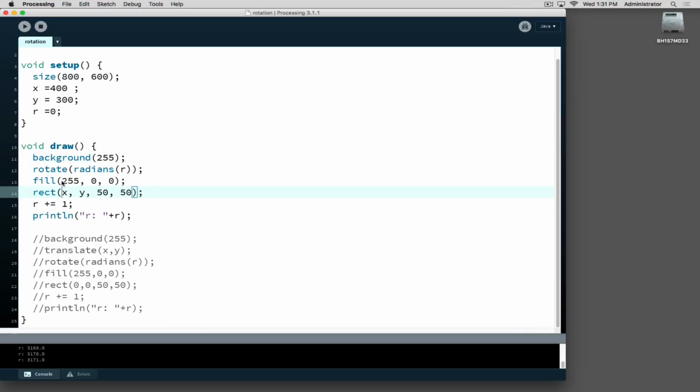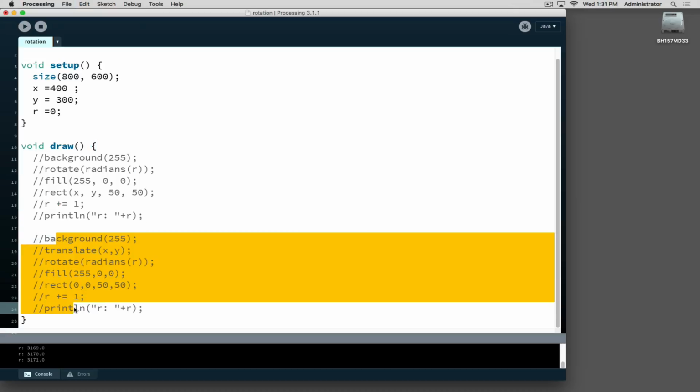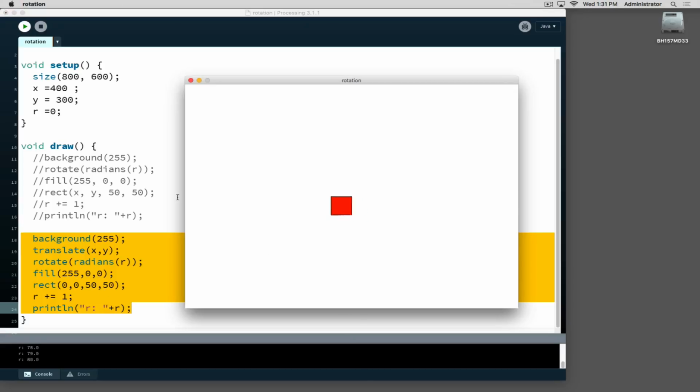I am going to modify my document here. I will comment out the first, uncomment the second, and now rerun this. And now what we will notice is the box is rotating around its top left corner, and that is rotating at a point from the middle of the screen.